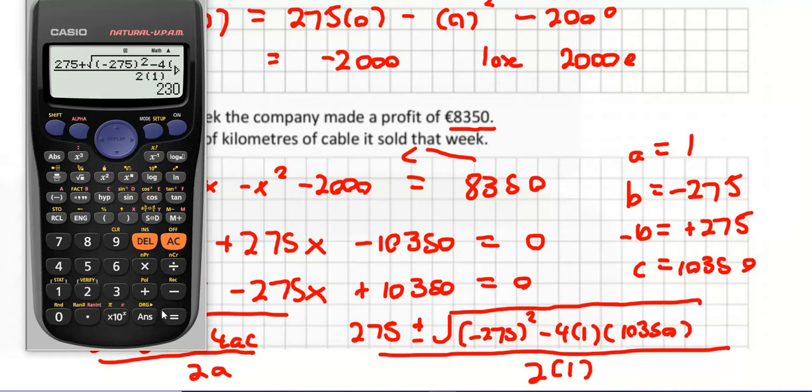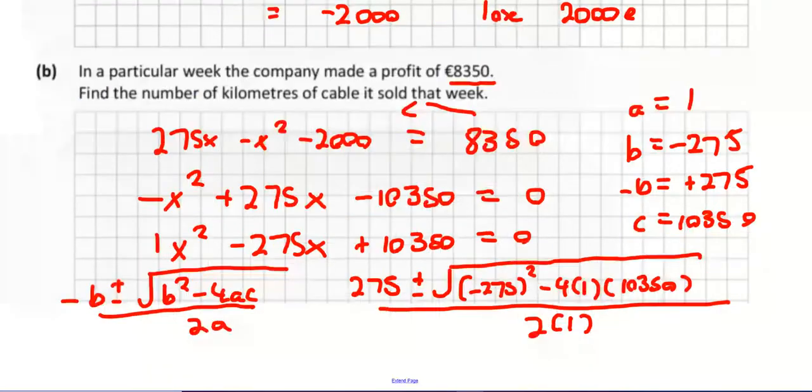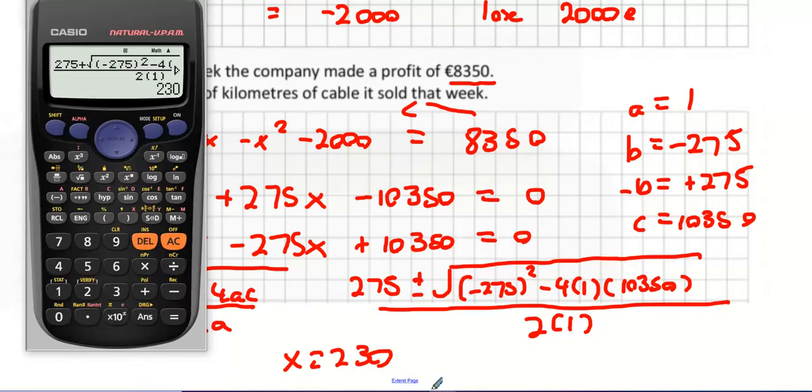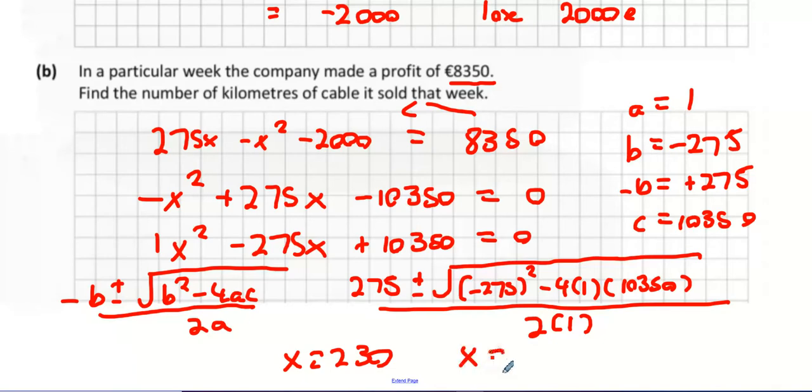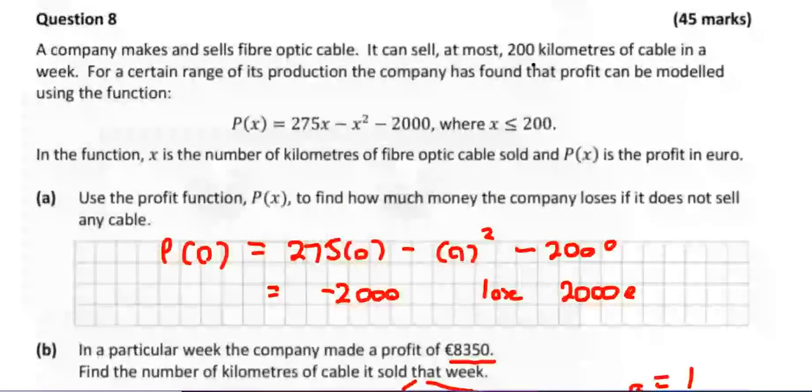230 is one answer. So x equals 230 is one answer. Now, I'm pretty sure they said that x can't be bigger than, we were expecting an answer between 40 and 50, if I remember correctly. So I'm going to try this again. Let's try the minus answer. There you go, 45, lads. That's the answer we wanted. Okay, so we're all good. Okay, so that's pretty handy there.